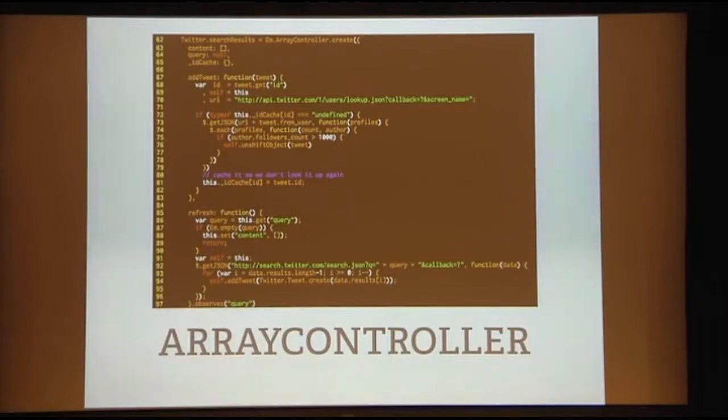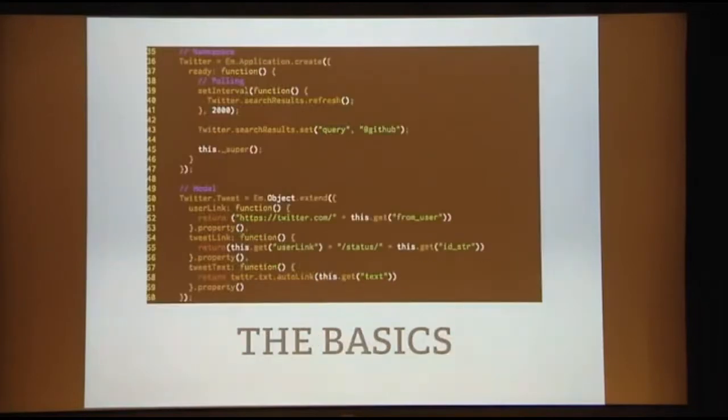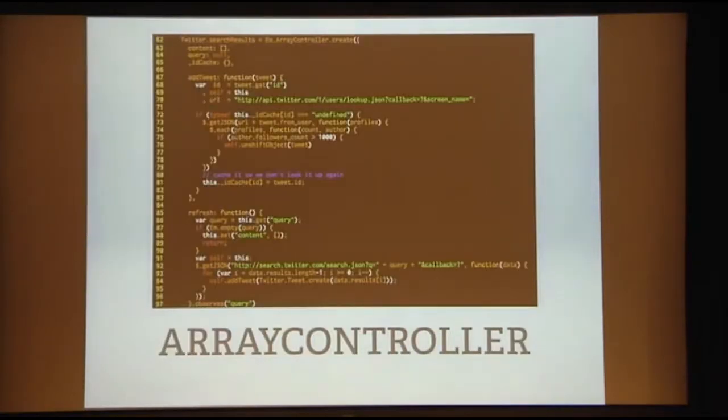So there's an attribute that you can change over time. So you could have an autocomplete bar, and every time it changed that variable, this function would be fired off again, and you could check. So in our case, it's searching in the previous slide for GitHub on line 43. When I set that query attribute, the refresh function fires off, and it goes out and finds tweets for us.